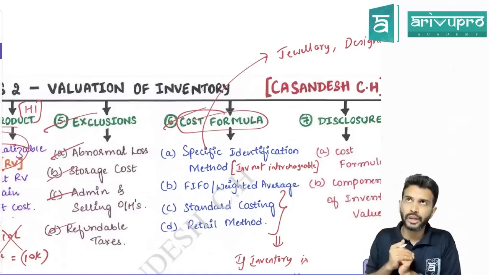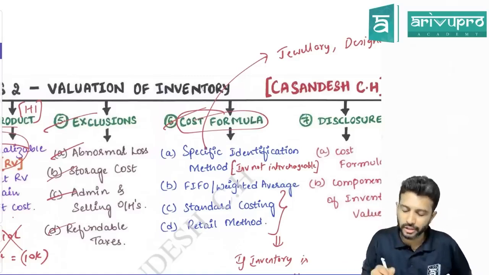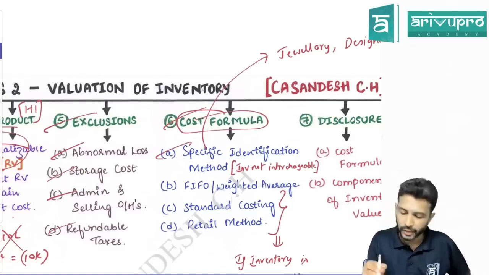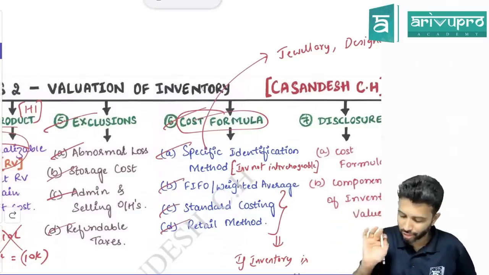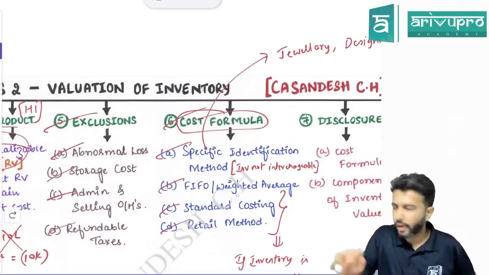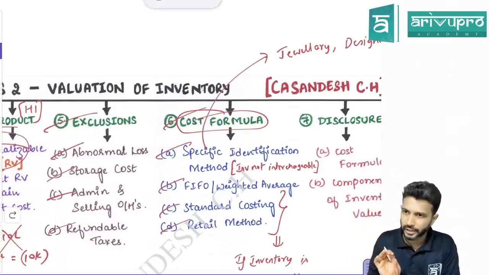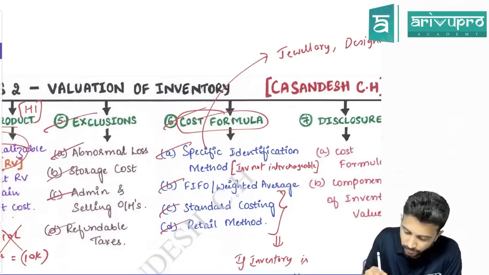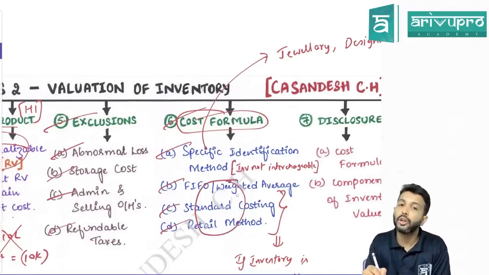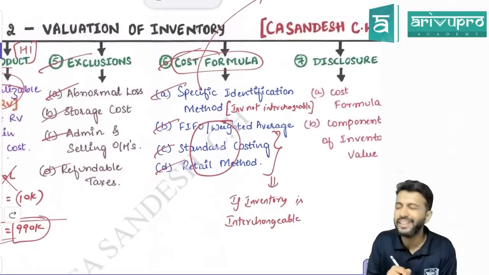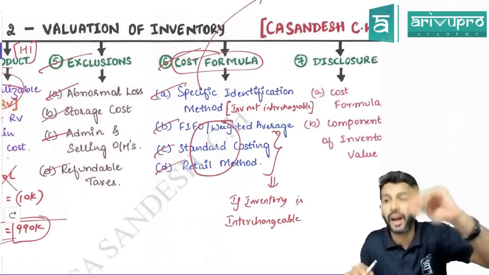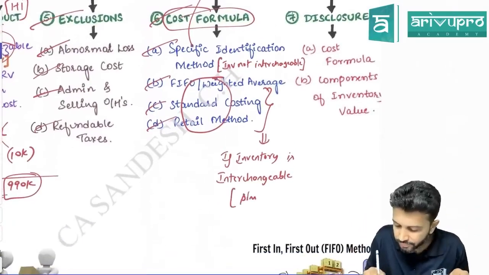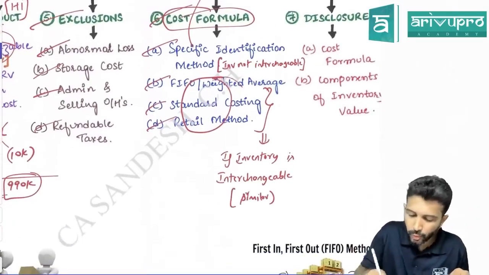So when do we use them? First is the specific identification method. Then we have FIFO, standard costing, retail. This you learn in your costing; here it is not covered. FIFO, LIFO and all, I think you have worked out, so I don't have to go into that. FIFO, weighted average, standard costing, you will use provided inventory is interchangeable, meaning the items are similar. If inventory is similar, you will go for one of the three methods.